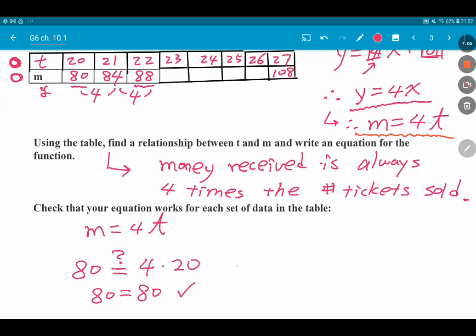And then you can check the second data set that we received from the word problem. In that case, we sold 22 tickets, and whether that equals the money received, which is 88. So you can double check: 88 equals 4 times 22, which is also 88. So that's how you double check to make sure that we found the correct function for the machine.